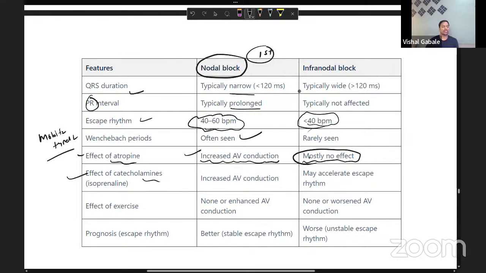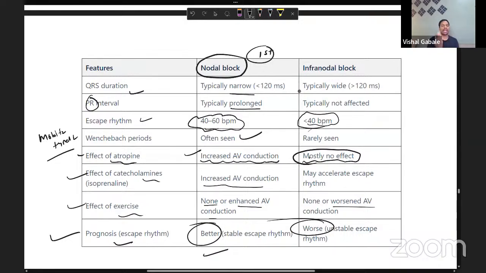Then effect of catecholamines. Yes, there is increased AV conduction. Effects of exercise: none or enhanced AV conduction can be seen in the nodal block, while in the infranodal block worsened AV conduction can be seen, as the patient is already bad and there is no contraction of the heart itself in good quantity. So if you exercise, there is a worsened outcome and worsened AV conduction. All right. And how is the prognosis? Here it is a better prognosis, and it is a worse prognosis as there is a complete blockade.